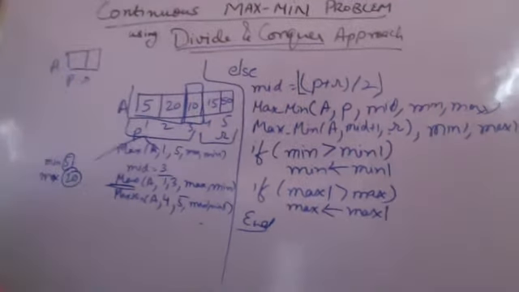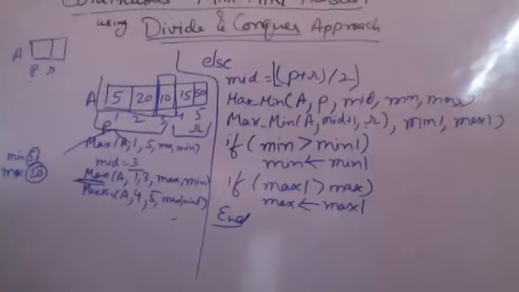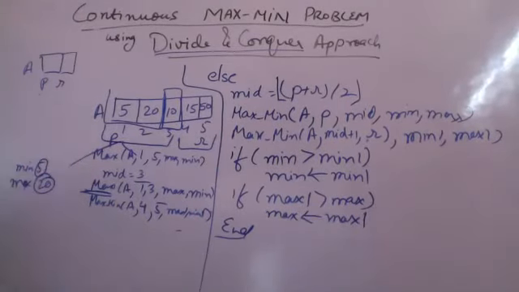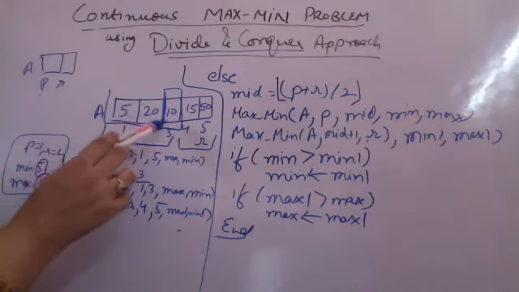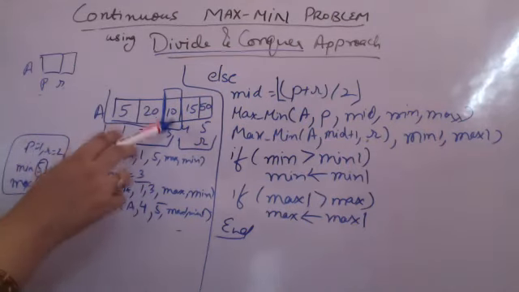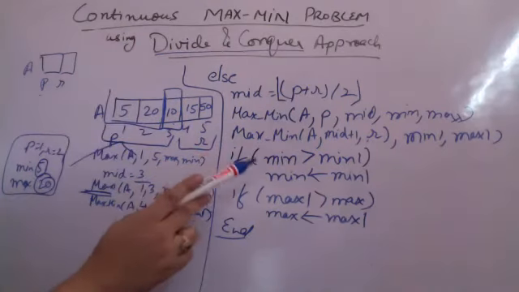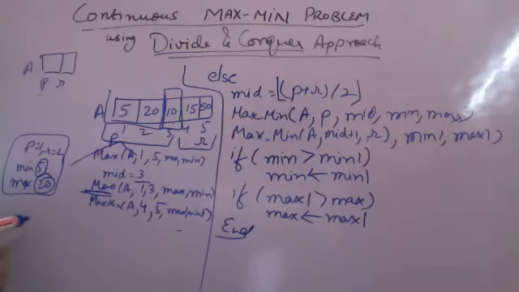5 becomes minimum and max becomes 20 for the first call, which is running from 1 to 2. P is equal to 1, R is equal to 2 वाली कॉल के लिए. फिर हम गए जहां P और R दोनों 3 है, तो मैक्सिमम भी 10 है, मिनिमम भी 10 है. When we return here, then we are checking minimum with minimum. So max 1, min 1.